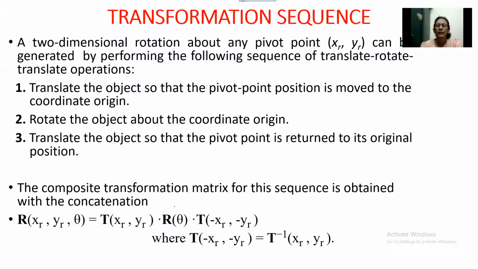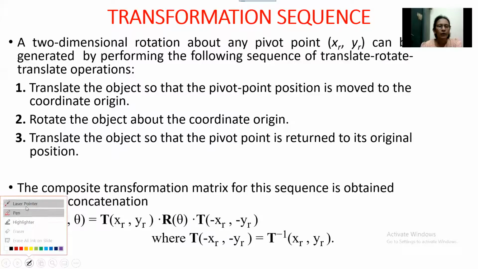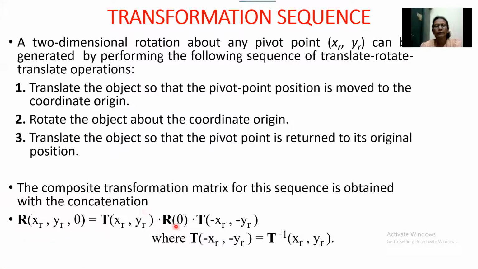Then that is multiplied by rotate the object about the origin, that is R theta. Then translate the object so that the pivot point is moved to the coordinate origin. So from XR, YR, you have to move to the origin. That is given by translation by minus XR, minus YR, which is equivalent to the inverse translation of XR, YR.